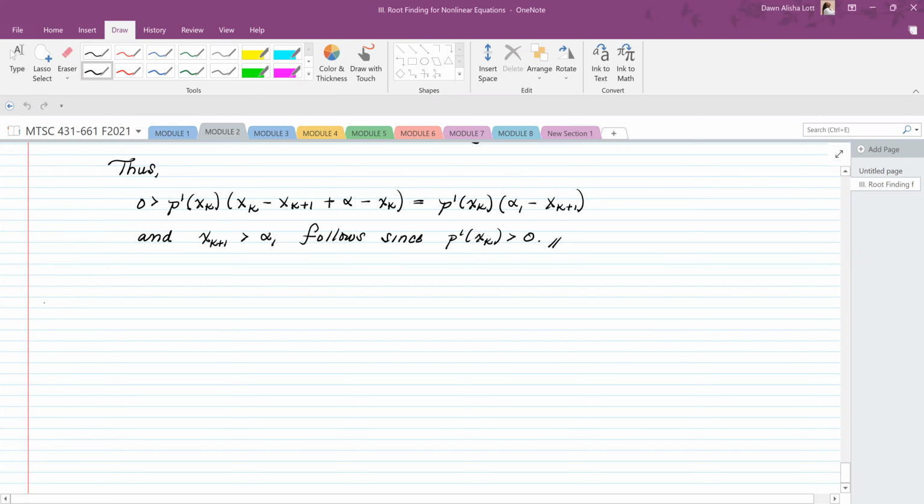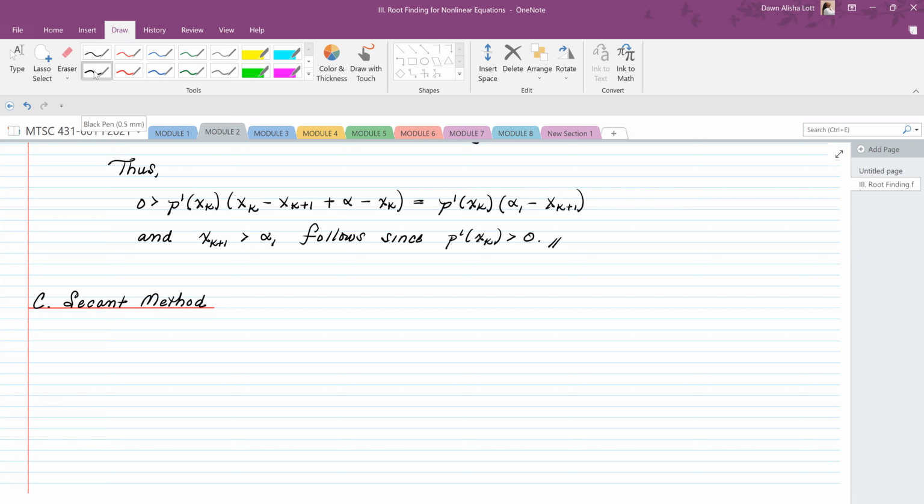Okay, so secant method. The secant method is similar to Newton's method, and that's why we do it next. I actually do this slightly out of order than your book does it, but it's okay.